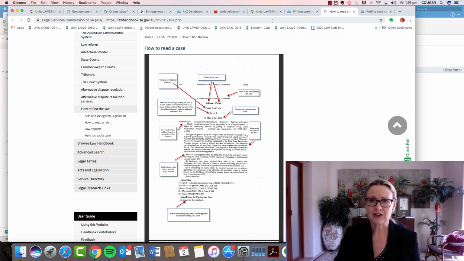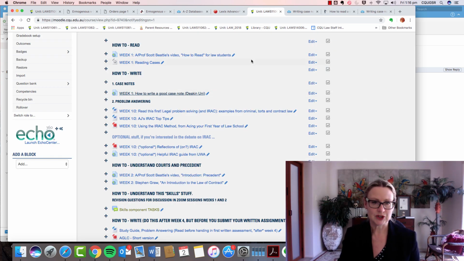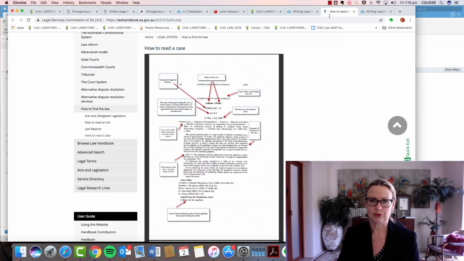Now, if you go to the Moodle site, one of the first sources that I've got up there for you is Reading Cases. I suspect this is where some of the students have got it from. They've looked at this head note and they thought, here's a case note. Actually, this is not a case note. This is a head note. It appears at the top of the official reporting series.